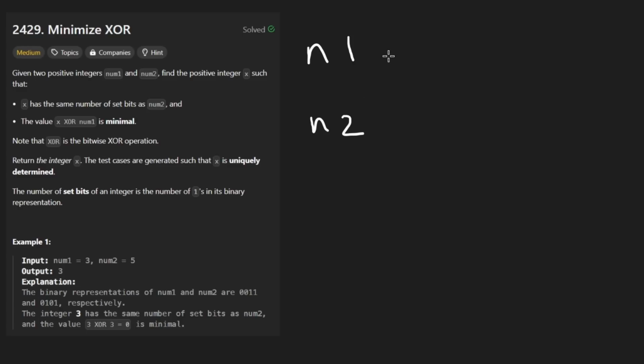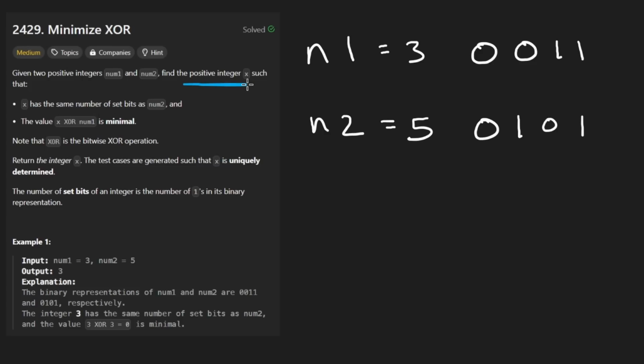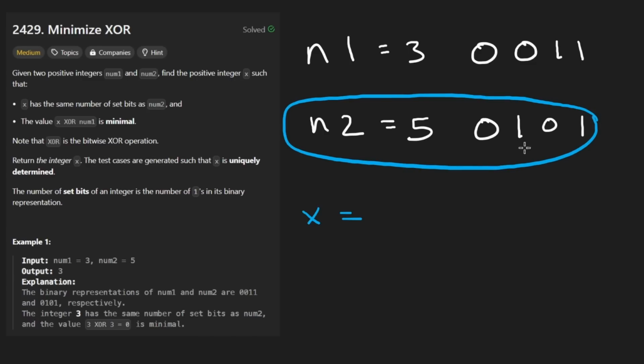The idea is that we're given two different numbers, so n1, which is 3, and I'll draw it in binary. I think it'll be something like this. And we are also given 5, which I believe in binary will be 4 plus 1. So what we're trying to do here is find some positive integer x, and there's a couple things that we want to follow here. One is that this number x, its binary representation has to have the same number of set bits as n2. So this means that this number here is 5. It looks like it has 2 bits that are set.